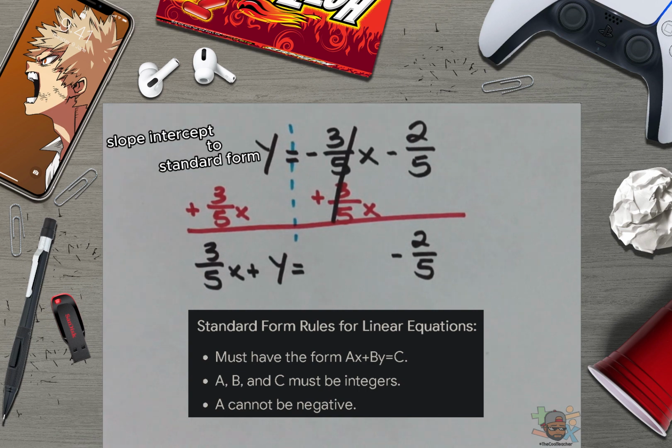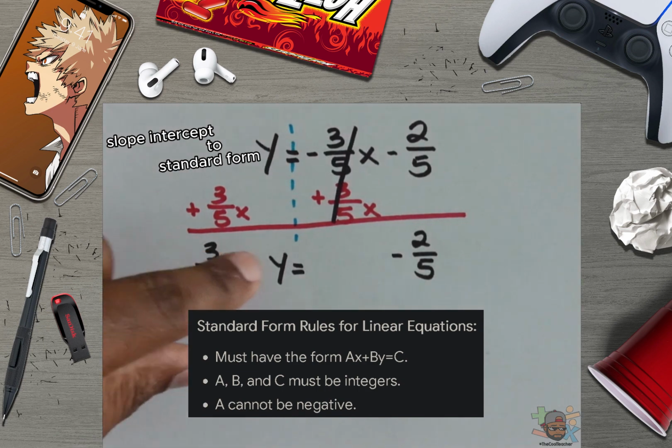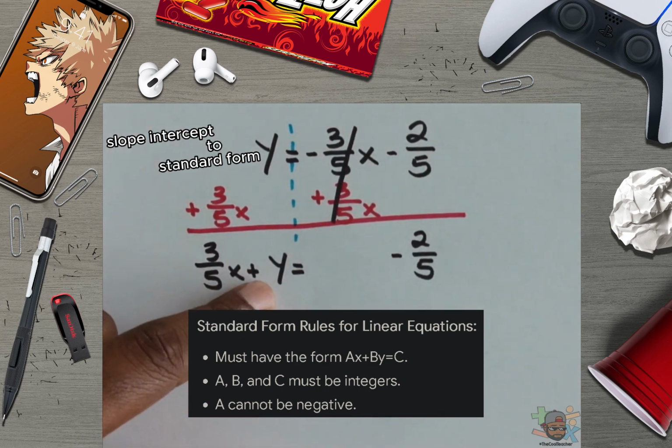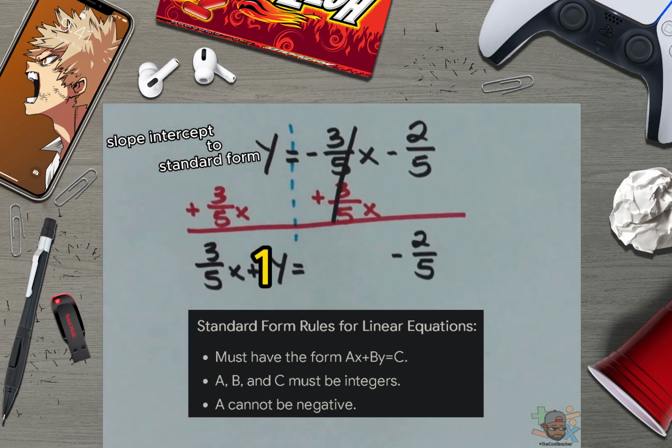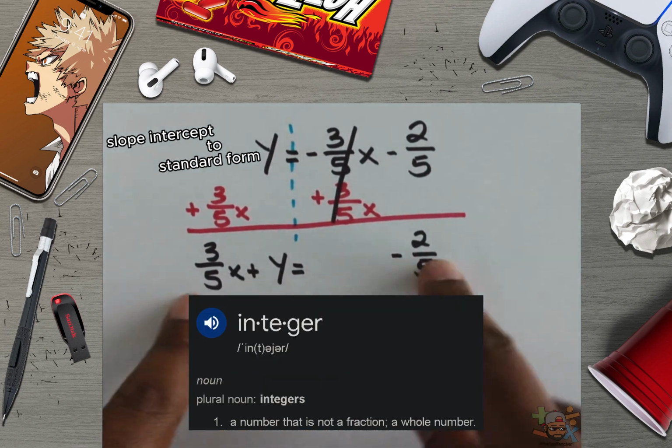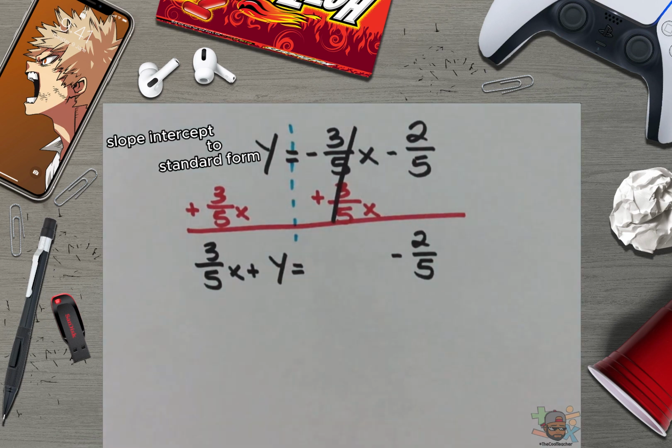But the second rule is it has to be integers. A, B, and C have to be integers. Technically, B is already an integer because there's an imaginary 1 here, but A is a fraction, C is a fraction. Integers are just whole numbers. So basically, I have to turn these into whole numbers. Easy enough. Let's go ahead and get them turned into whole numbers.